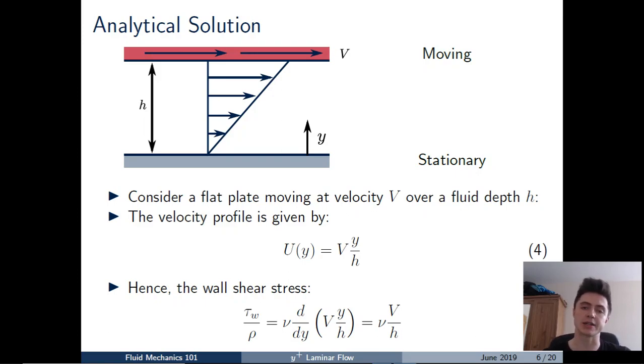And the way we do that is by differentiating the velocity profile, which you can see there in equation 5, and then multiplying by the kinematic viscosity of the fluid, and that gives us the result there in equation 5, that the wall shear stress is given by the kinematic viscosity multiplied by the velocity of the plate V divided by h, which is the thickness of the fluid layer. So how can we use this analytical solution?